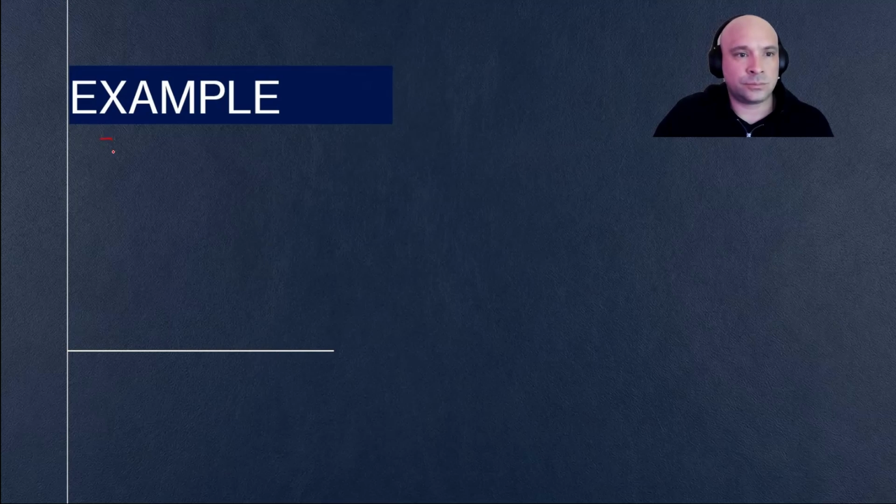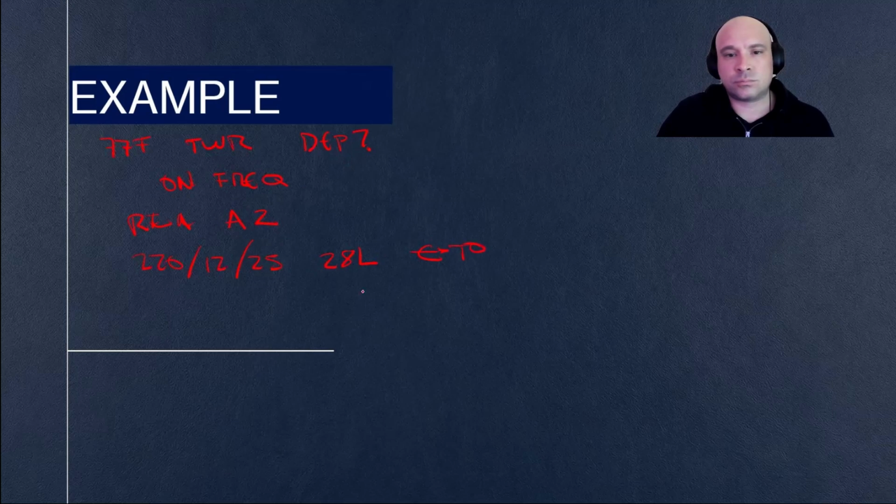Expert 77 Foxtrot, Tower, good morning. Are you ready for departure? Expert 77 Foxtrot, are you on frequency? Good morning. Affirm, reaching Alpha 2, Expert 77 Foxtrot. Expert 77 Foxtrot, Tower, wind 220 degrees at 12 knots gusting 25. Runway 28 left, cleared for immediate takeoff. Negative, we are unable for immediate departure. Call you when ready. Expert 77 Foxtrot.